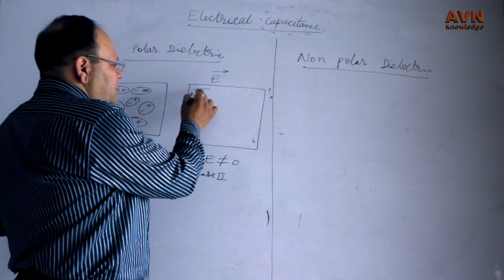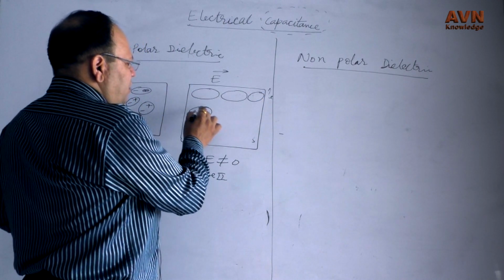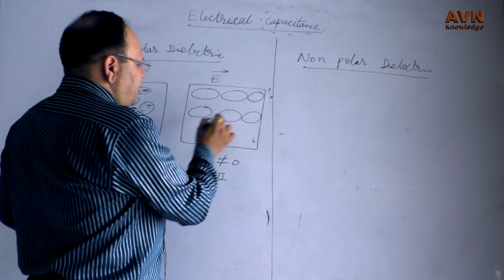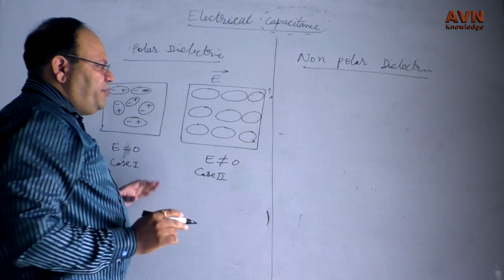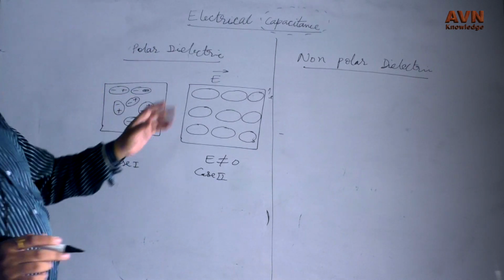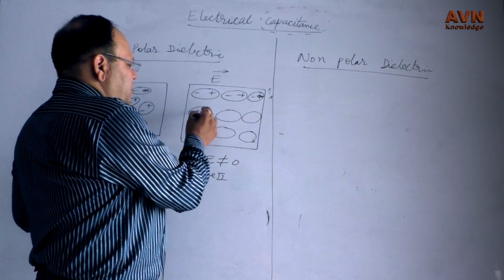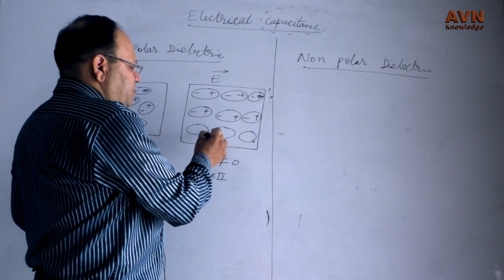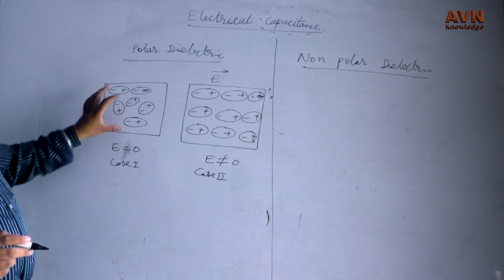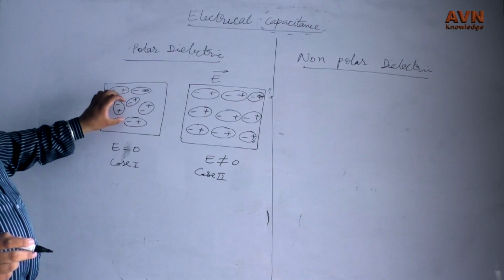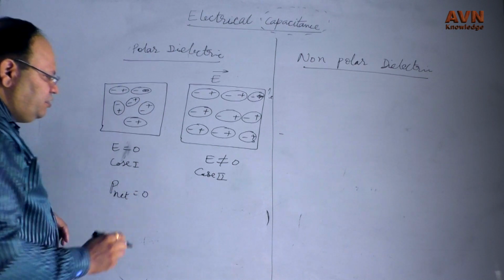When we apply this electric field, they feel an electric force on the polar dielectric material and they separate in a linear way, just like minus plus minus plus minus plus. Here, when the electric field is 0, they have random motion. So the net dipole moment, if you calculate P net, will be 0.